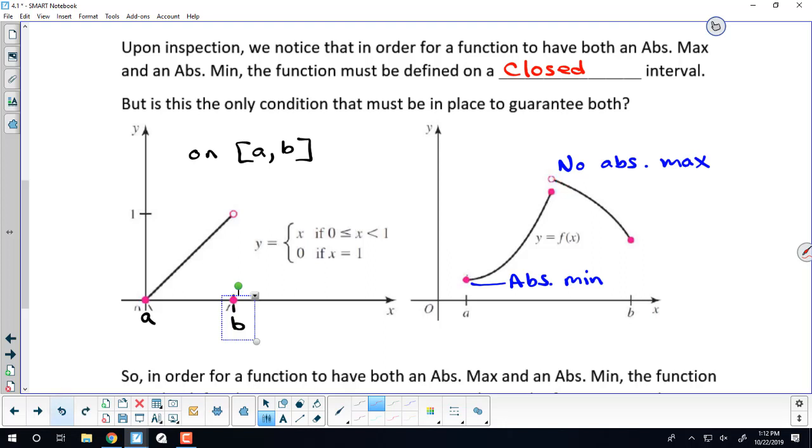Does that make sense? Does anyone have any other questions about that? Yeah. So, if it's continuous and on a closed interval, then you definitely have it? Yeah, so that's what we're going to conclude.